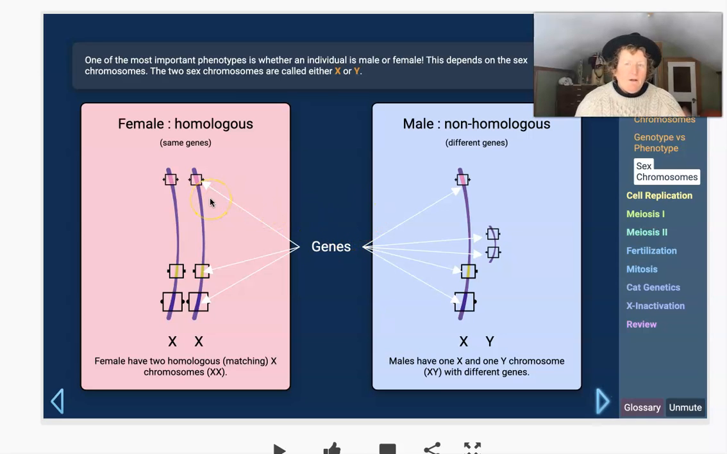So females have homologous chromosomes. They have two X's. So they can have different alleles on those two X's, but they are the same chromosome. Males are non-homologous. They have different genes. They're not just different alleles, they're different genes because these are not the same chromosomes. The Y chromosome contains different information than the X chromosome. So males have that last pair of chromosomes non-homologous. And you can also see the Y is much smaller. It contains less information than the X chromosome.